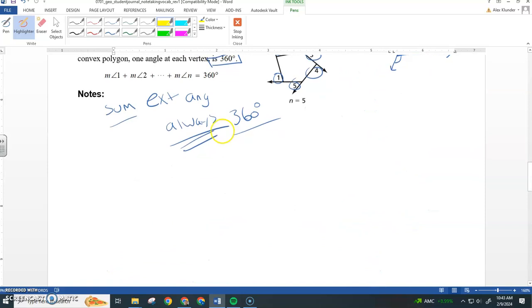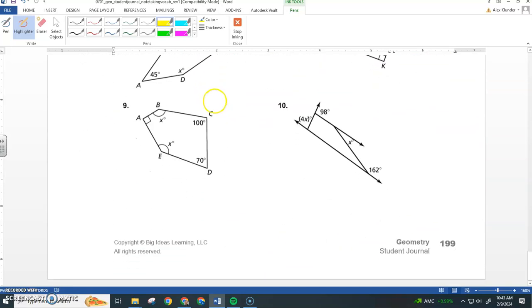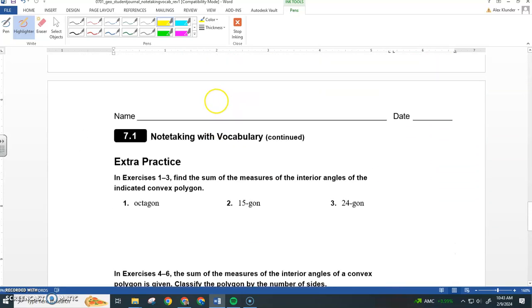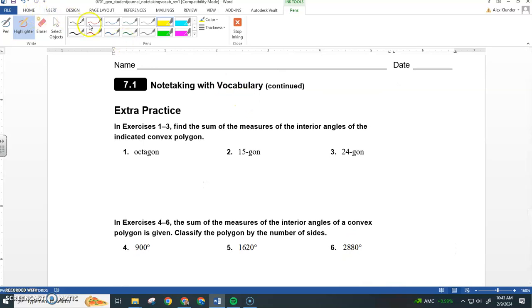Let's go to a couple practice problems. We're going to be over on page 199 and just kind of see how it goes. First, I have to remember what an octagon is. This tells me find the sum. So for an octagon, I know that's n equals 8. I'm going to take 8 minus 2 times 180. Pretty simple, pretty straightforward.